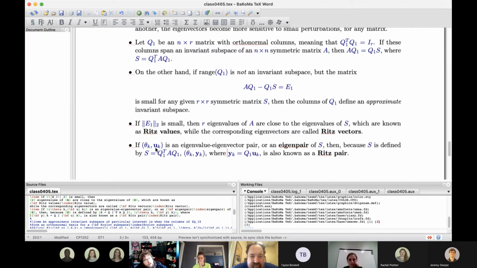Some terminology here. If theta k is an eigenvalue of S, and uk is the eigenvector that goes with it, that's an eigenpair of S. But in relationship to A, we have a Ritz pair. The eigenvalue is the eigenvalue of a Ritz pair, and then this eigenvector we multiply by Q1, so yk is the Ritz vector. That is a Ritz pair of A. So theta k is an approximate eigenvalue of A, and yk is an approximate eigenvector.